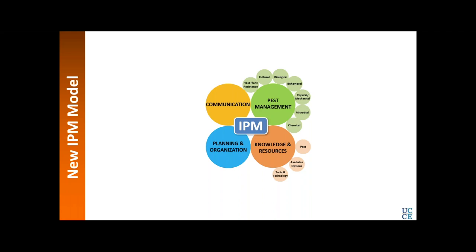The next one is planning and organization. And the first thing is we need to monitor. This is the most important part of integrated pest management, whether it is the new model or the old model. We need to regularly monitor, whether we physically go, which is manual monitoring, or use modern drone technologies, having remote sensing for detecting stressed areas.